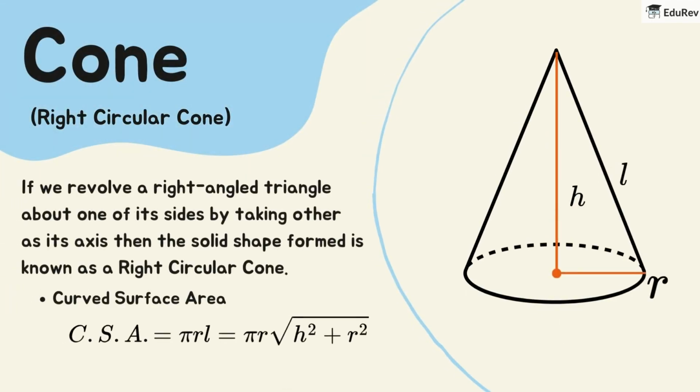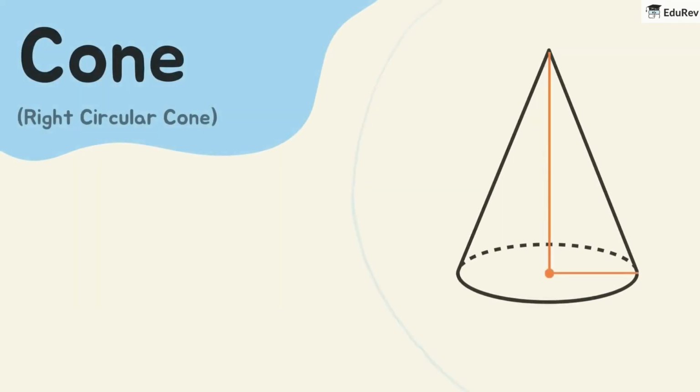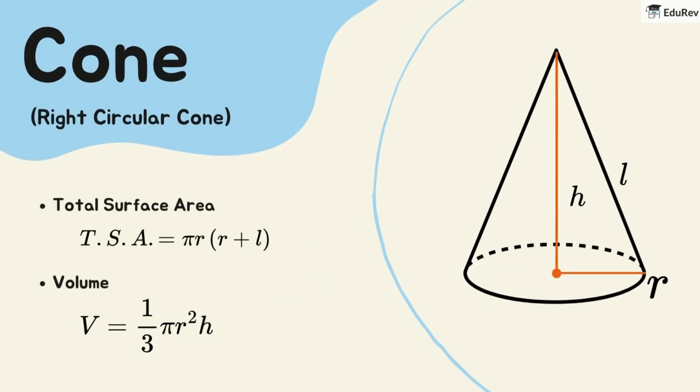Next, we have the cone. A right circular cone is formed by revolving a right-angled triangle around one of its sides, with the other side as the axis. The curved surface area of a cone is pi times the radius times the slant height. The total surface area of a cone is pi times the radius times the sum of the radius and the slant height. The volume of a cone is 1/3 times pi times the square of the radius times the height.